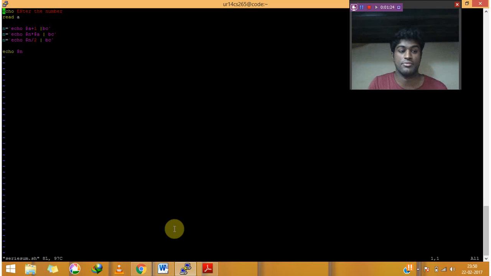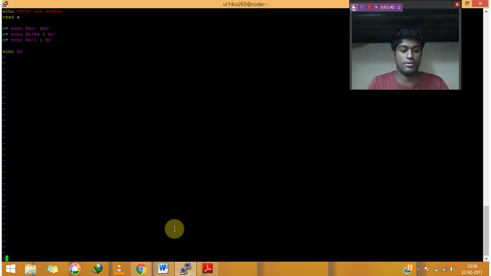Suppose I'm supposed to find the sum of the series up to 5. For 5, it's 1 plus 2 plus 3 plus 4 plus 5, which is 15, but with this method I just multiply it with the next number, that is 6. So 5 into 6 divided by 2, I'll get 30 divided by 2, which is 15.